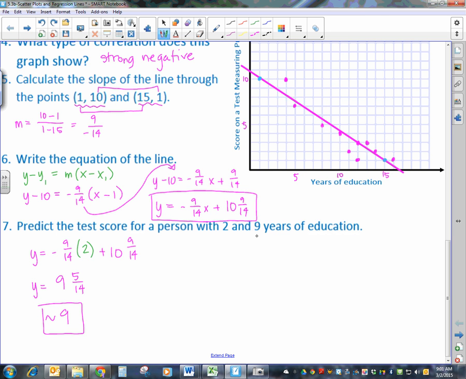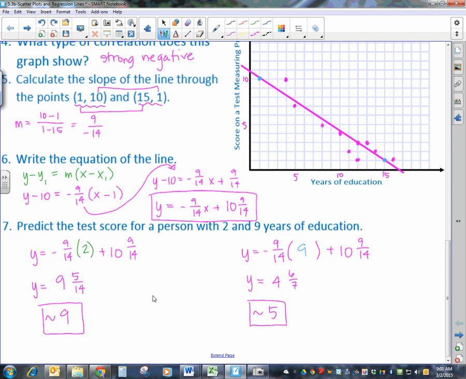Okay, if I did the one with 9 years of education, then I would have y equals negative 9 fourteenths. I'm going to plug in using the same equation, and this time instead of 2, I'm plugging in 9. So y equals, when you plug that in, you're going to get 4 and 6 sevenths. So when you round that, that would be about a 5. So that person would most likely, and it's a prediction.